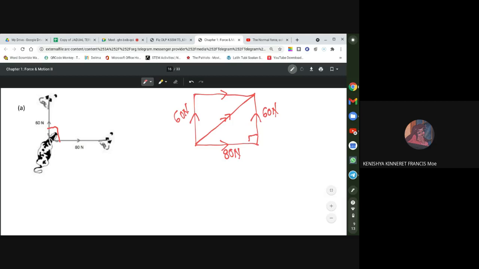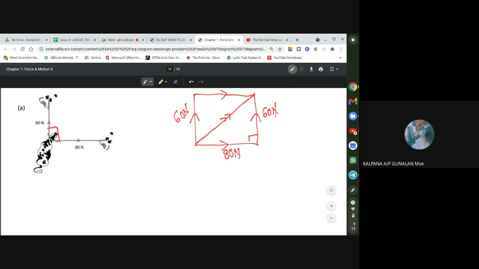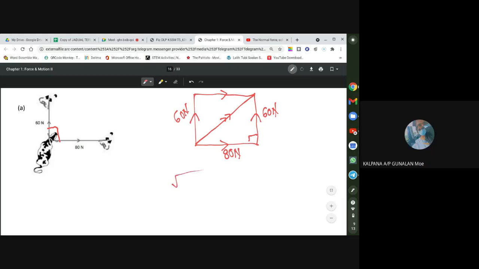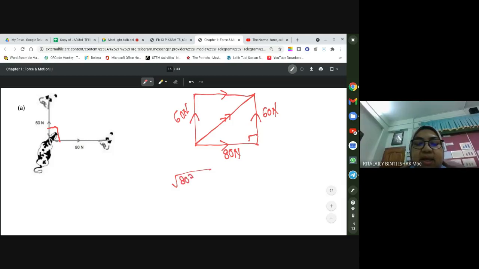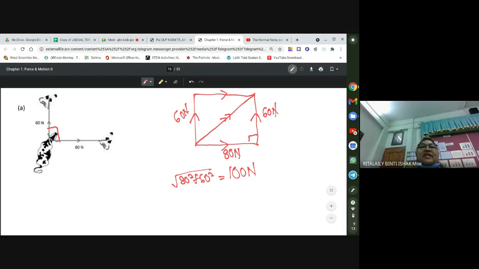Is it 100 Newton? 100 Newton. So how do we get 100 Newton? Kalpana. Pythagoras theorem. Yes. Square root of 80 square plus 60 square. Okay, 80 square plus 60 square. So we get 100, isn't it? Yes, sir. Okay, so we get 100 Newton.